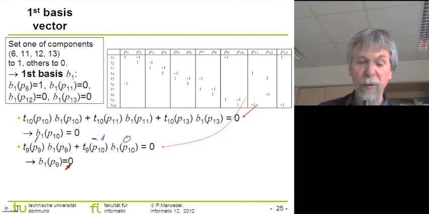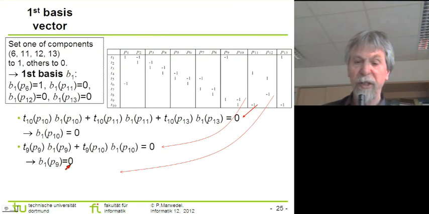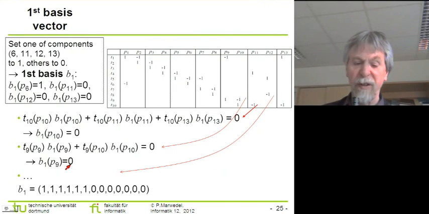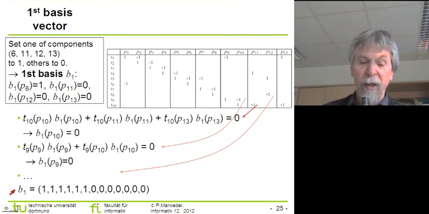So we have computed the next component of the first basis vector, and we can repeat this exercise for all the rows that we have over here in our example. I will not go through all these computations. I think you can believe me. You can also try to do the exercise at home. This is finally the result which comes out of this calculation. This result gives us a first basis vector.